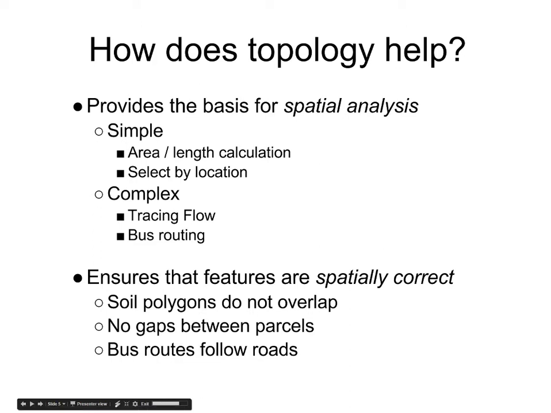It's also very useful for ensuring that features are spatially correct, or sometimes you'll see that it's used to ensure the integrity of data. So the topology allows you, while you're editing, to ensure that polygons don't overlap, or there's not gaps between parcels, or maybe bus routes follow a road or are coincident with a road, or maybe roads connect at intersections. So topology allows us to spatially analyze our data, as well as ensure the integrity of our data in being spatially correct.